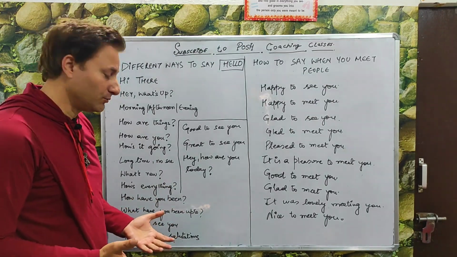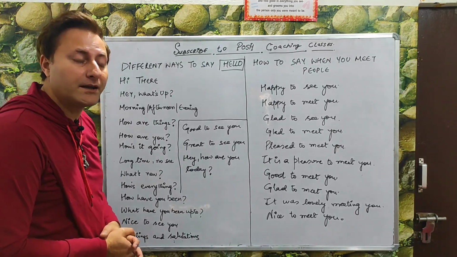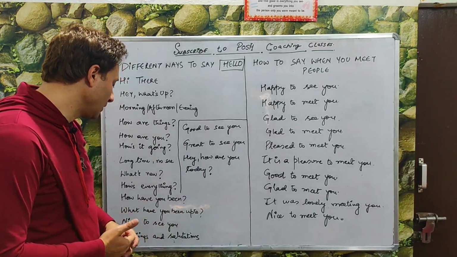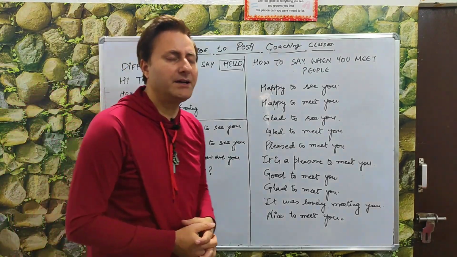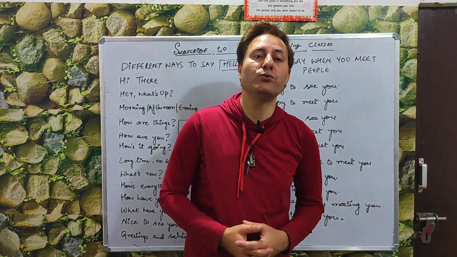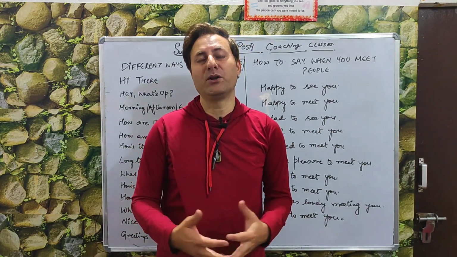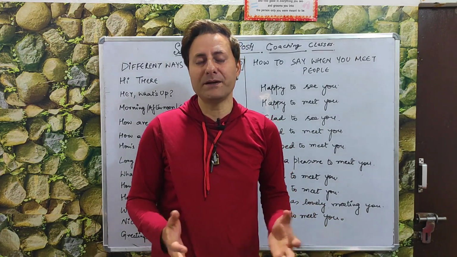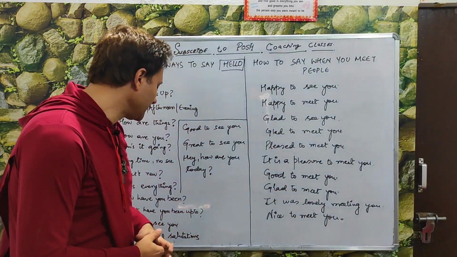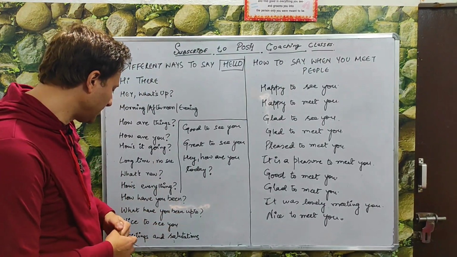How's everything? You are asking again in a very good manner. How have you been? It is one of the ways you can ask. What have you been up to? This is also very nice, because if you have not seen your friend or relative for a long time, you can definitely say this, so that he can tell you where he has been and what he has been up to.